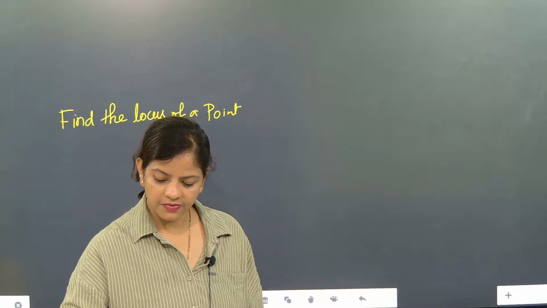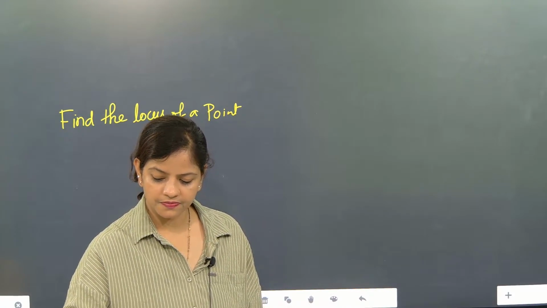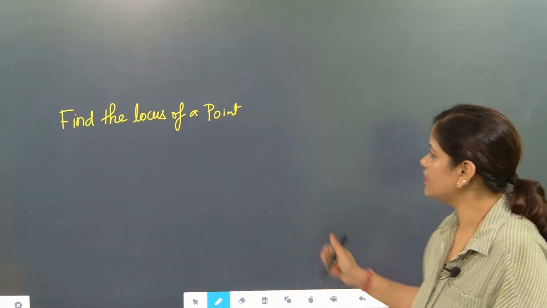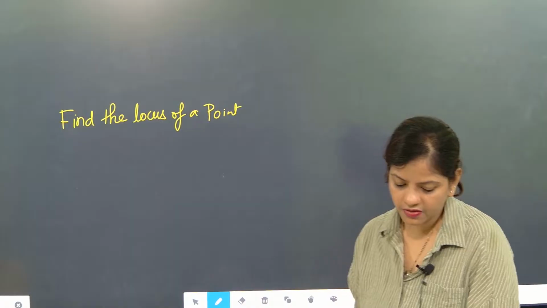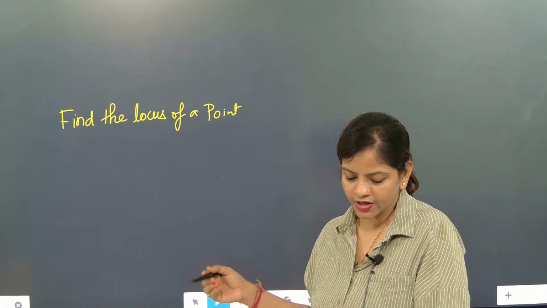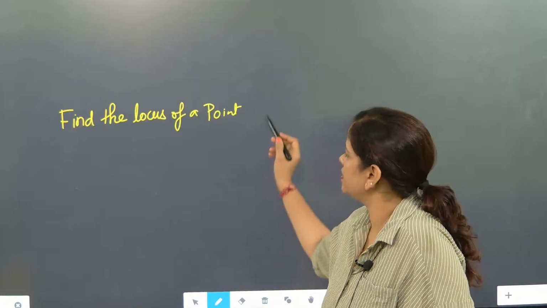That is the same thing, important. Understood? So now we are going to write this. Find the locus of a point, the sum of whose distances from points A and B is equal to 10.